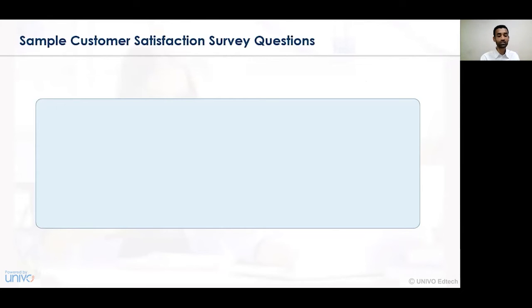satisfaction survey questions. Number one, how long have you been using this particular product? Such questions can be asked to the customers, wherein the customer can give a very simple answer, such as for a period of 1 year, for a period of 2 years, or more. On that basis, the customer can tell you for what duration they are using the product, either 3 months, 6 months, 1 year, 2 years, or more than 2 years, and so on.